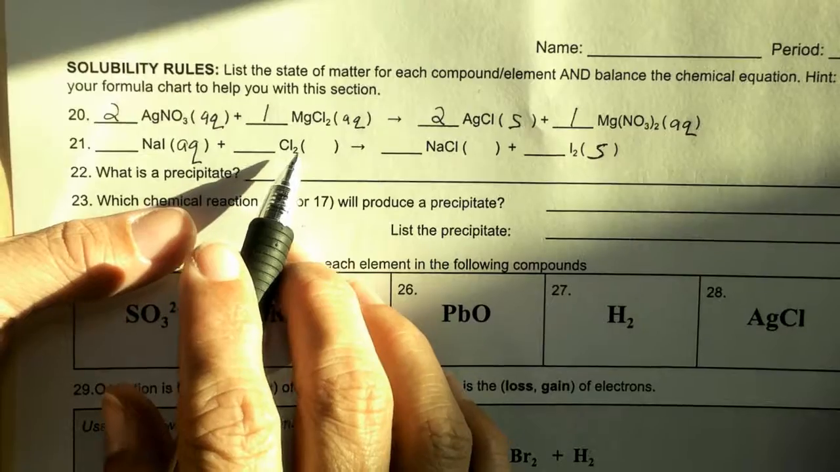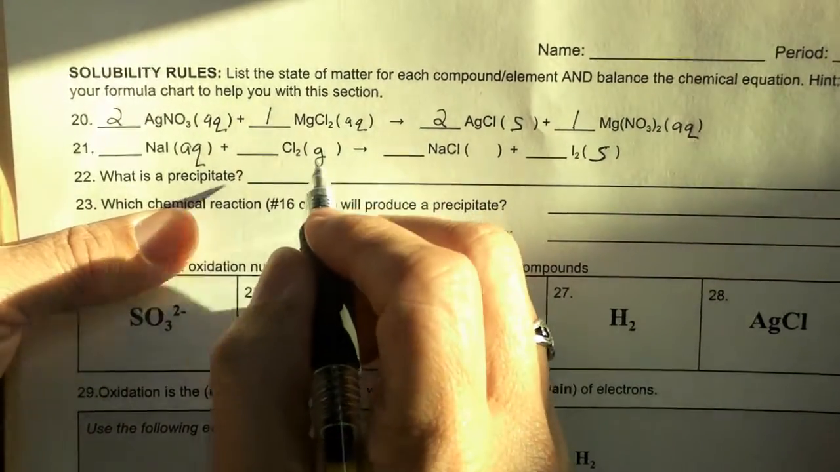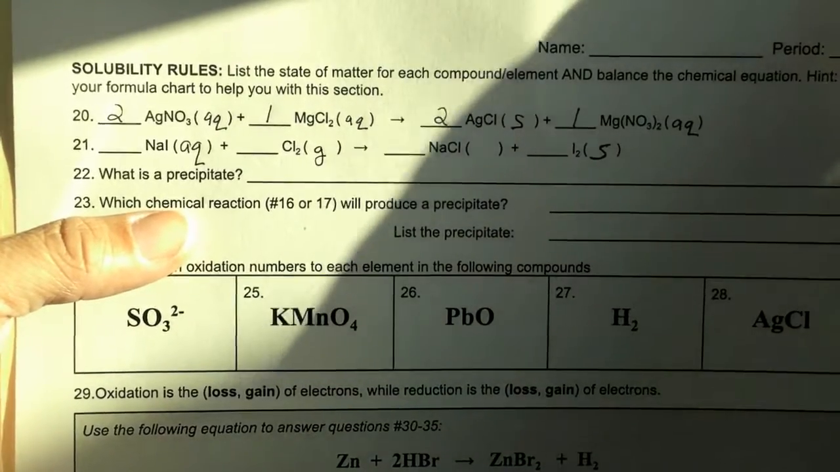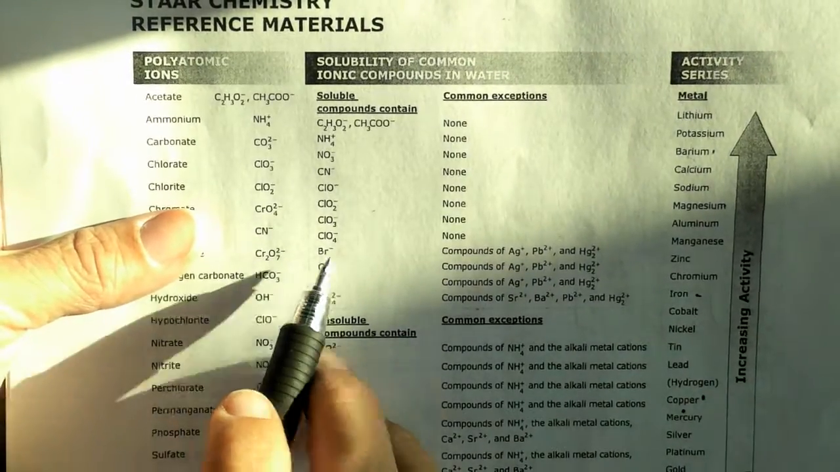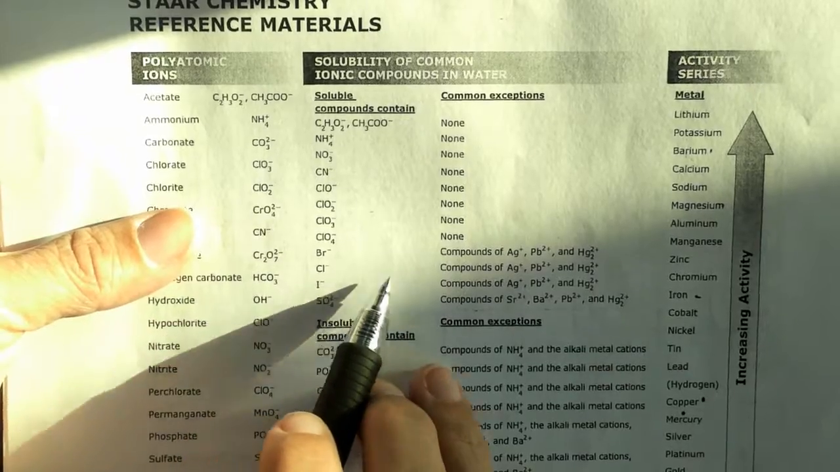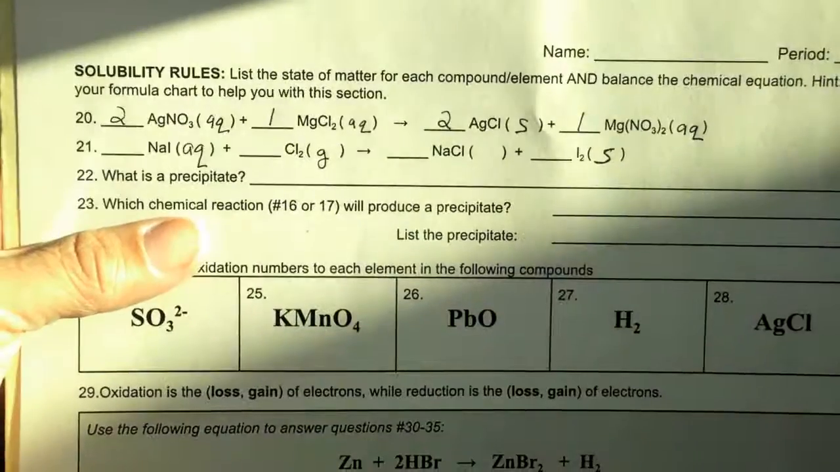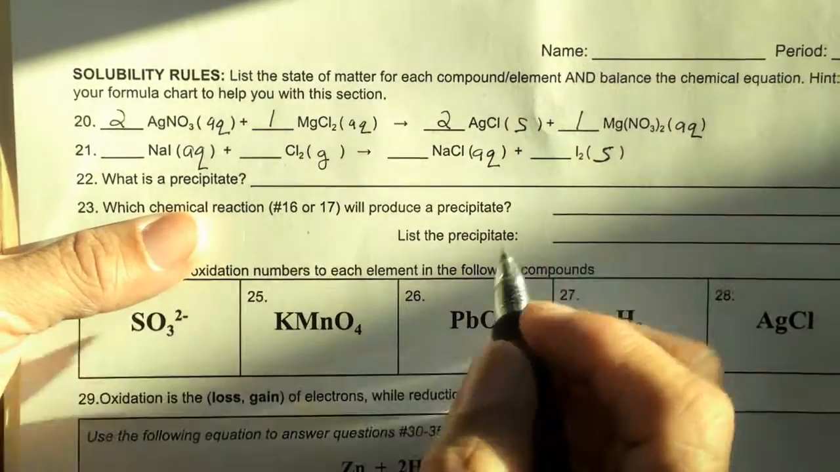Chlorine is red on our periodic table in the classroom, so it's gas when it's by itself. It's also diatomic. And then if we look at chlorine and check to see what it is when it's with sodium, chlorine is in this soluble section, and chlorine is soluble as long as it's not with silver, lead, or mercury. So this one is going to be aqueous.